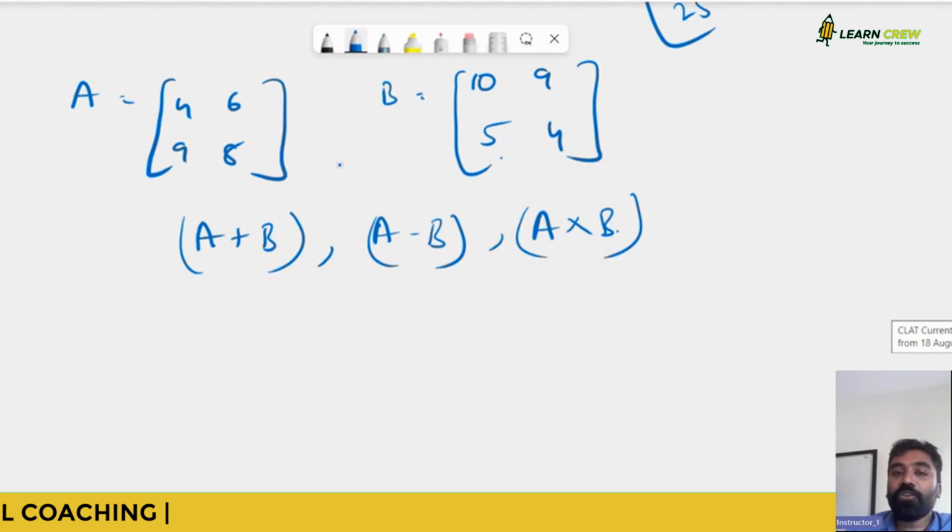So now when I want to multiply or add two matrices, what should be common, or what should I keep in mind?